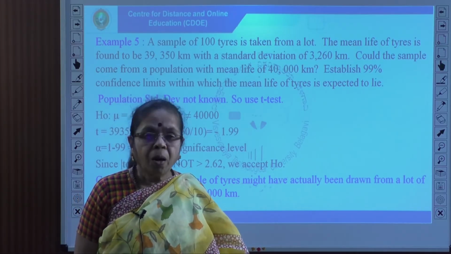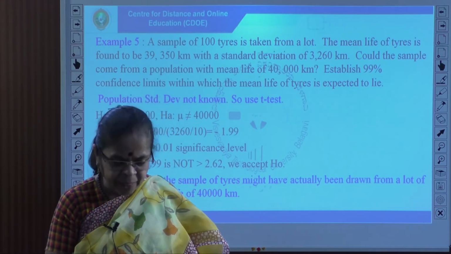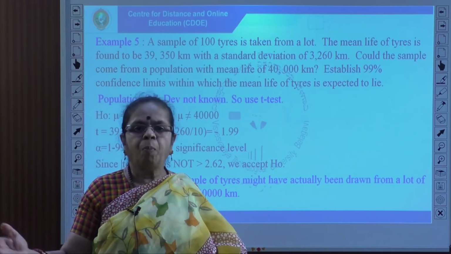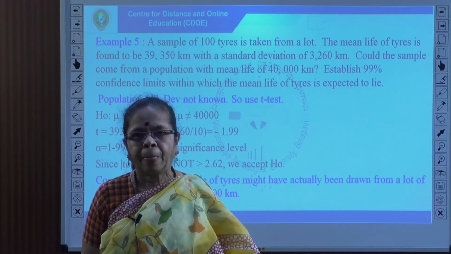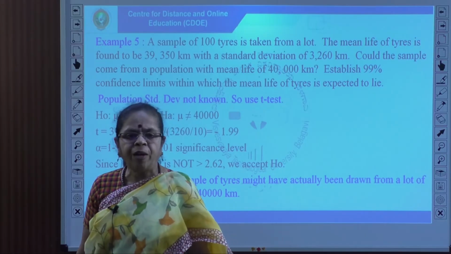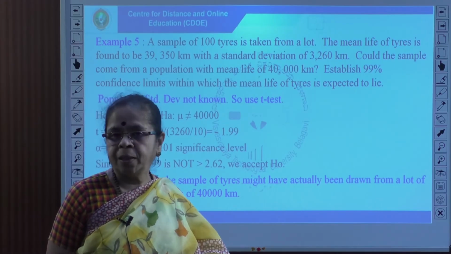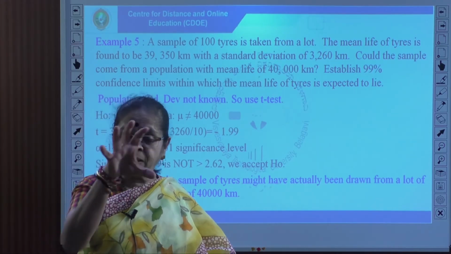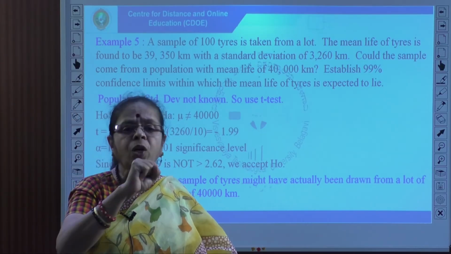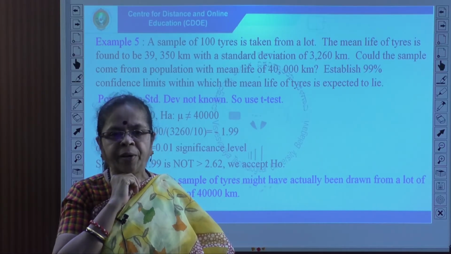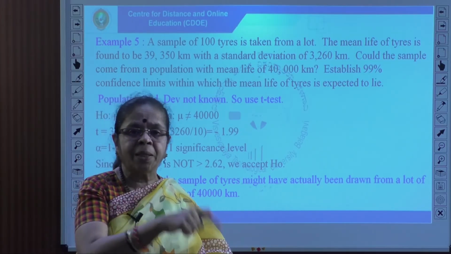Now, the manufacturer is claiming that these tires come from a population whose mean life is 40,000 kilometers. So, with 99% confidence, establish whether this is right or wrong. That means, you have to say whether this sample is from a population whose mean life is 40,000. You have not observed 40,000, you have observed 39,350. So, the claim is 40,000, the observed sample mean is 39,350.